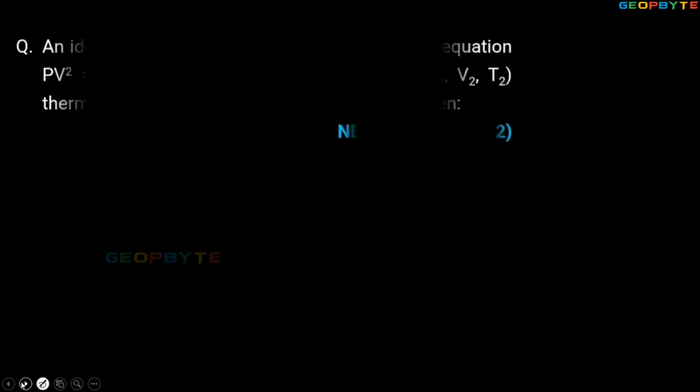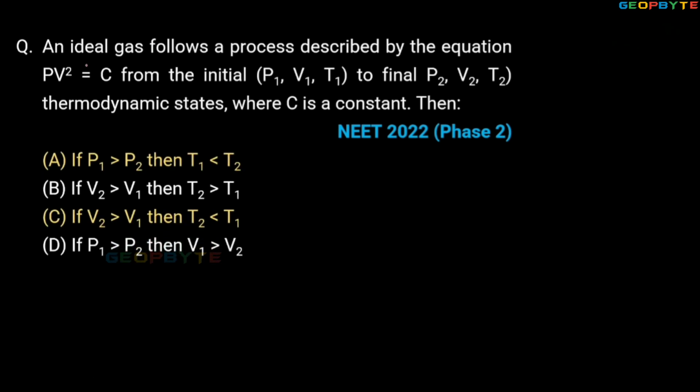Similarly, let us take another important problem. Look at the screen. It is asking like this. An ideal gas follows a process described by the equation PV square equal to constant. Given equation is PV power 2 equal to a constant. From initial state P1, V1, T1 to a final state where the pressure is P2, volume is V2 and temperature is T2. C is the constant. Then you are asked to decide the relation between the pressure, volume and temperature.